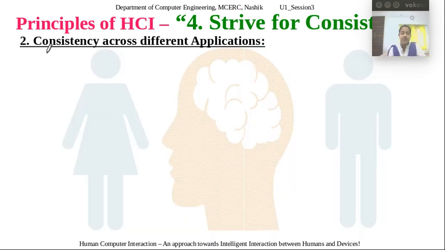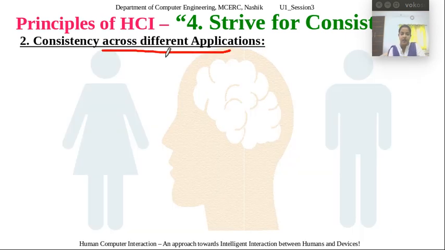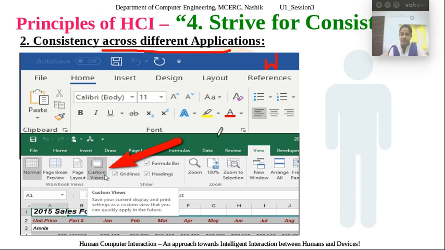The next is consistency across two different applications. Previously we saw consistency within an application; now consistency across two different applications. The example is very simple yet again. This is the screenshot. What is this? This is your standard MS Word. And this is your standard MS Excel, right? There is also a consistent UI.